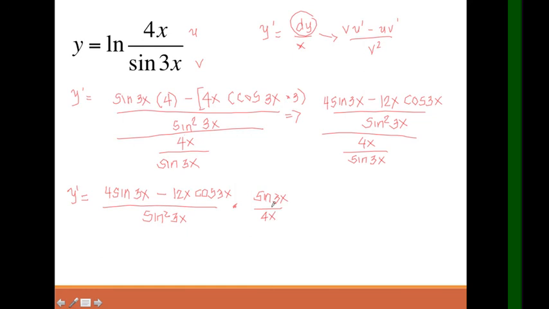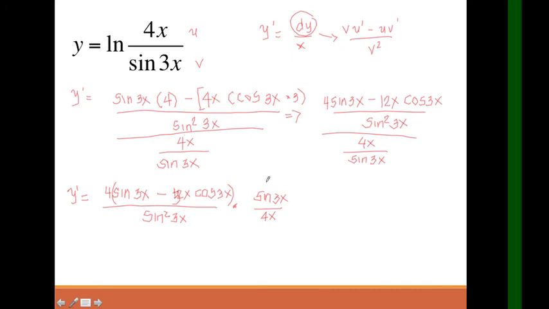Okay. In this portion, pwede nating, paano ba? Pwede tayo maglabas ng 4 dito, no? Kung ilalabas ko yung 4 dito, magiging 3 na lang ito. Tama? So, magiging 3 na lang siya.